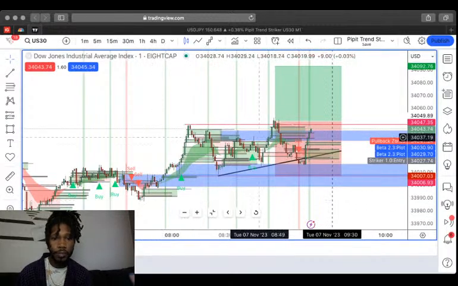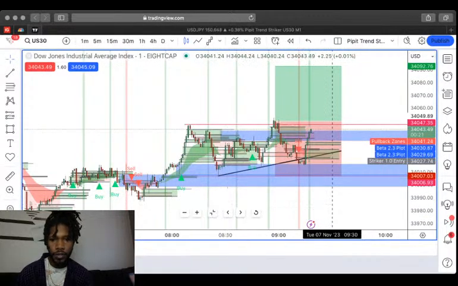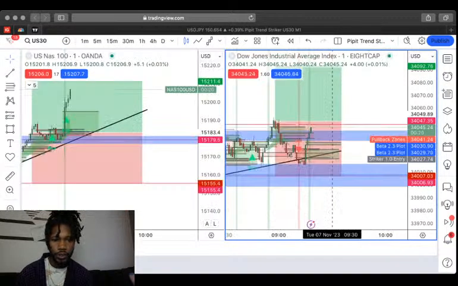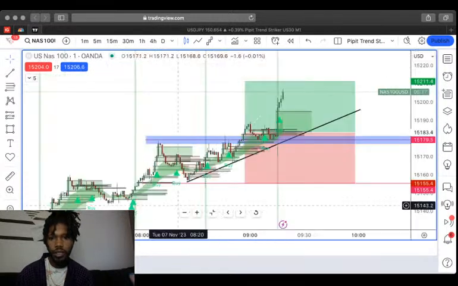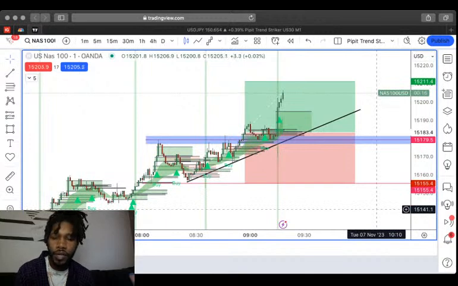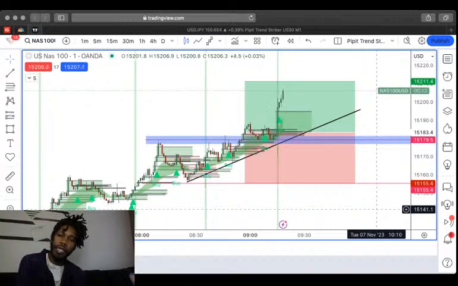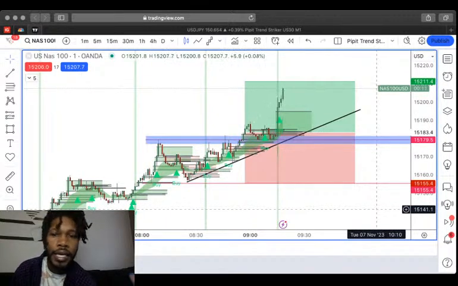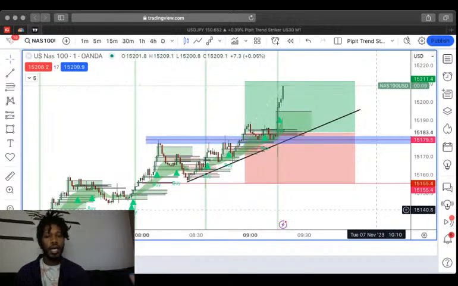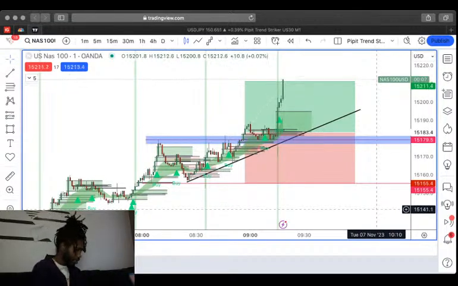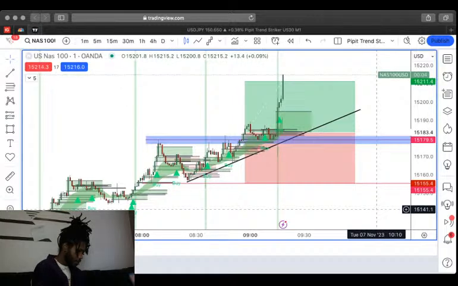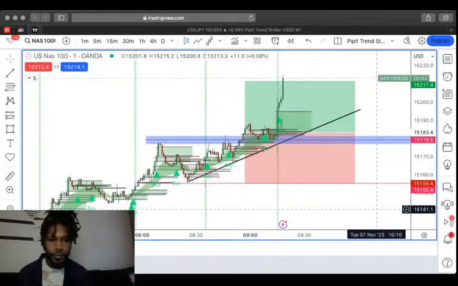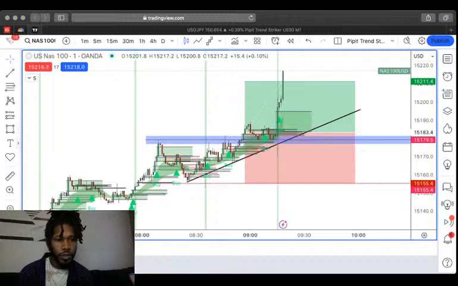I would have liked to be out of the market about 9:30, or at least in profit, so I can move my stop loss in profit, because I'm not trying to get stopped out by any impulse move, any slippage. And there we go. Nasdaq just hit take profit. That's another winner. That's 2 for the morning.